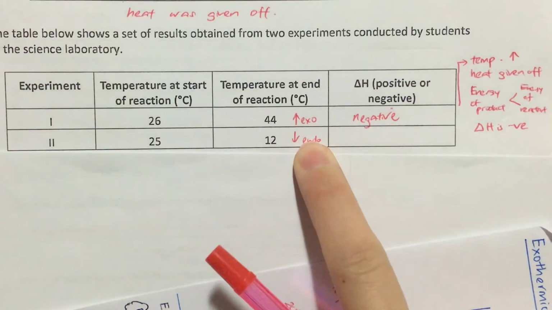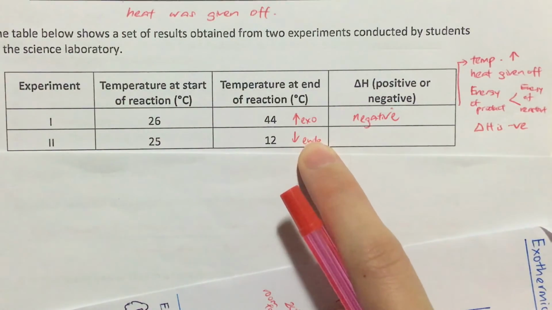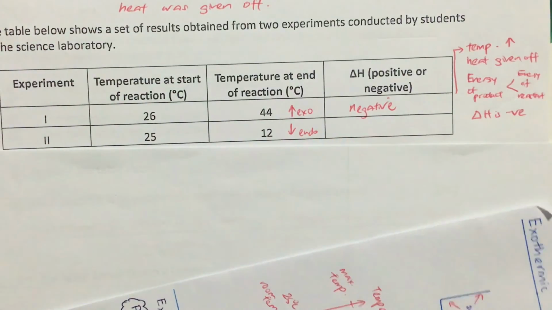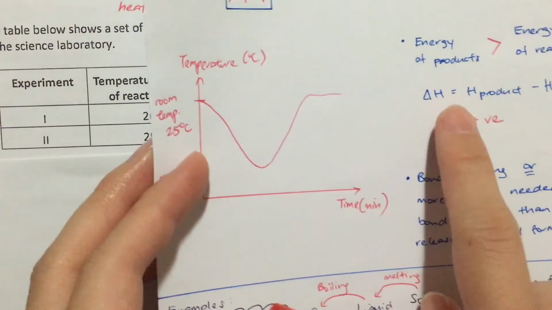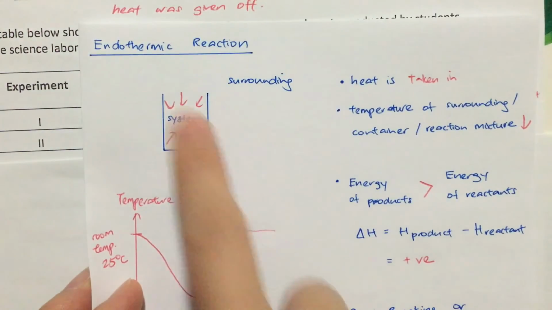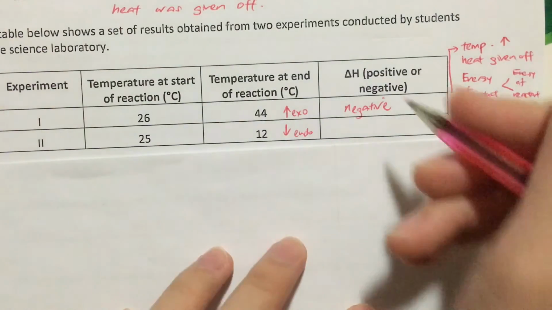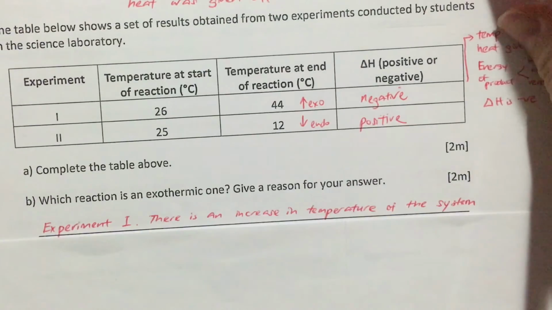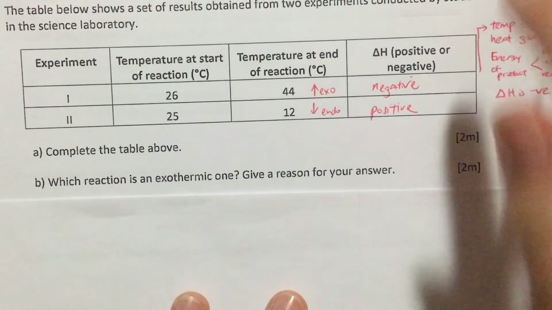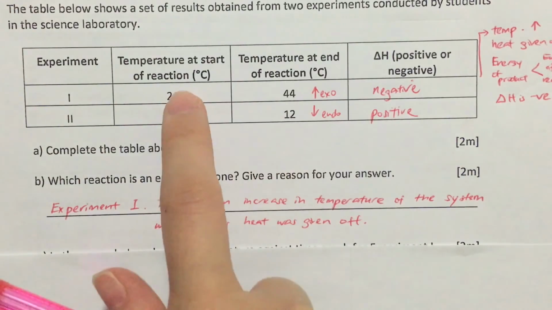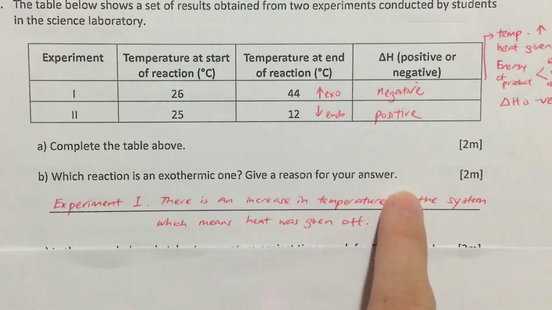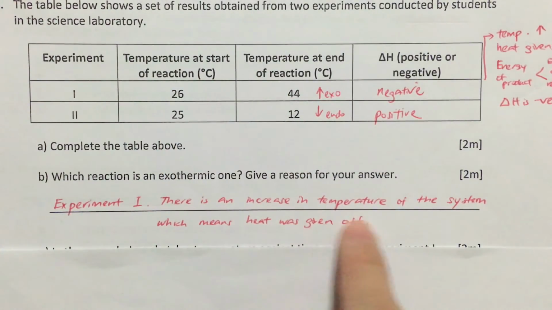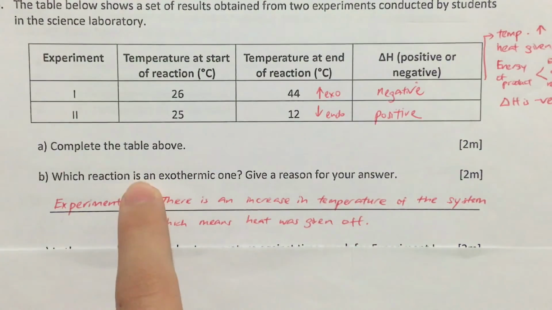And for an endothermic reaction, because the reactants took in heat, the products will have a higher energy level. So when you do the change, you can refer to this, it would be positive. So endothermic will be a positive delta H. Okay, once that is done, then they ask you which reaction is an exothermic one. So experiment 1, because there was an increase in temperature, you may even want to state how much the temperature increased, which means that heat was given off. So again, heat given off means it is exothermic.